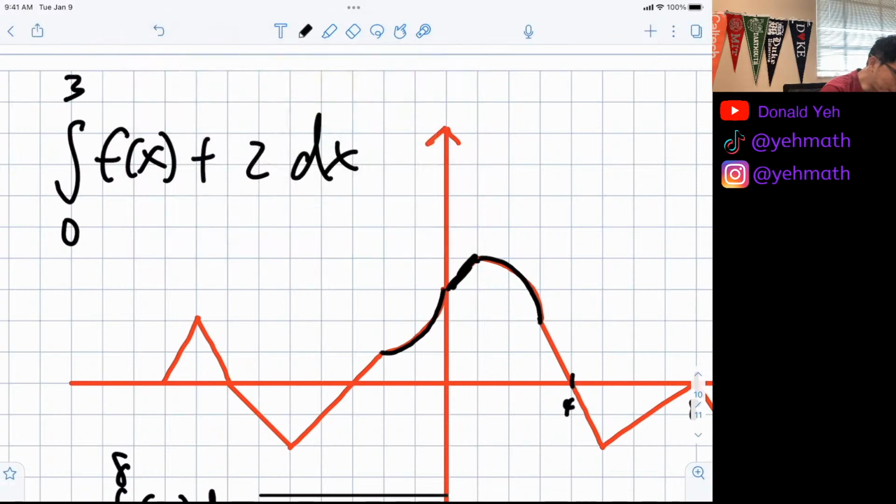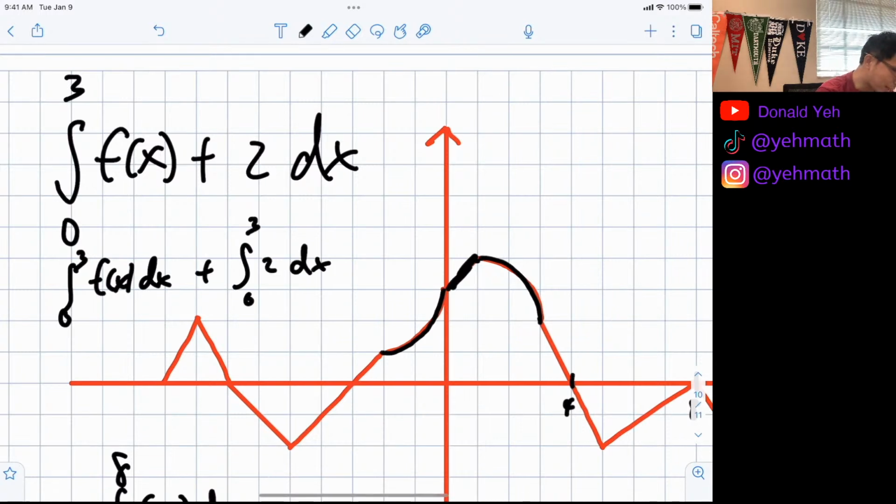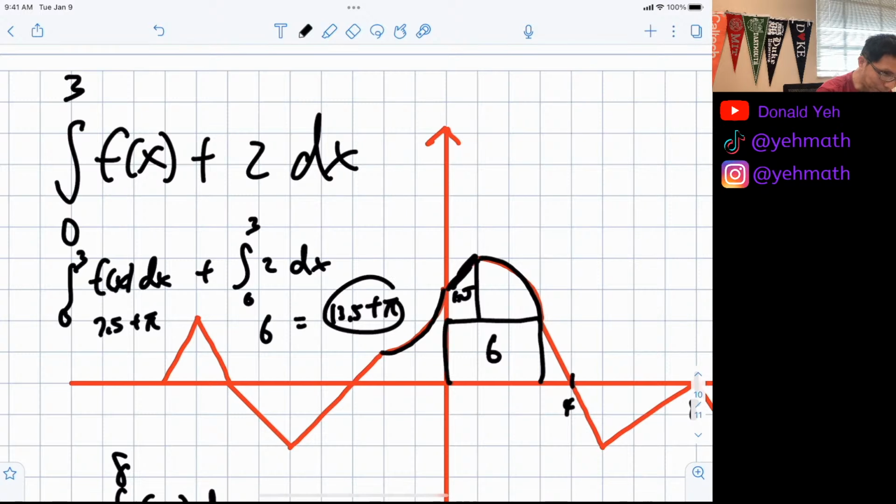You should split this up: the integral from 0 to 3 of f of x dx plus the integral from 0 to 3 of 2 dx, which is equal to 6. Then you just have to add up from here, which is going to be 6. And this is 1.5, so it'll be 7.5 plus pi. So that's equal to 13.5 plus pi, and that should be your final answer.